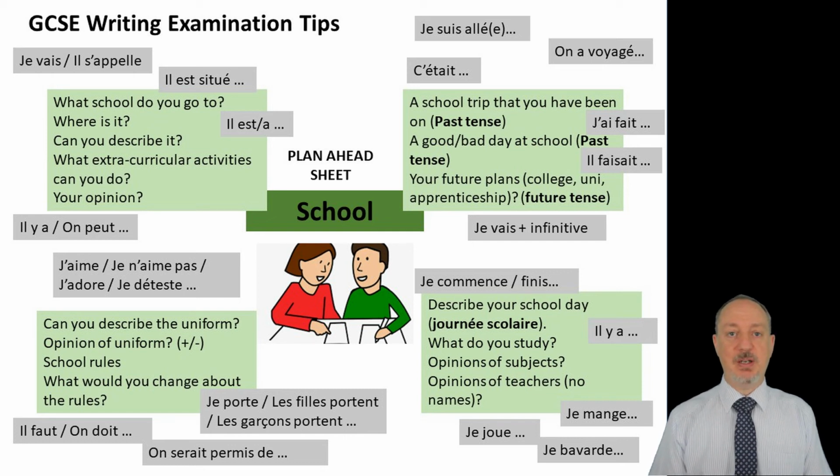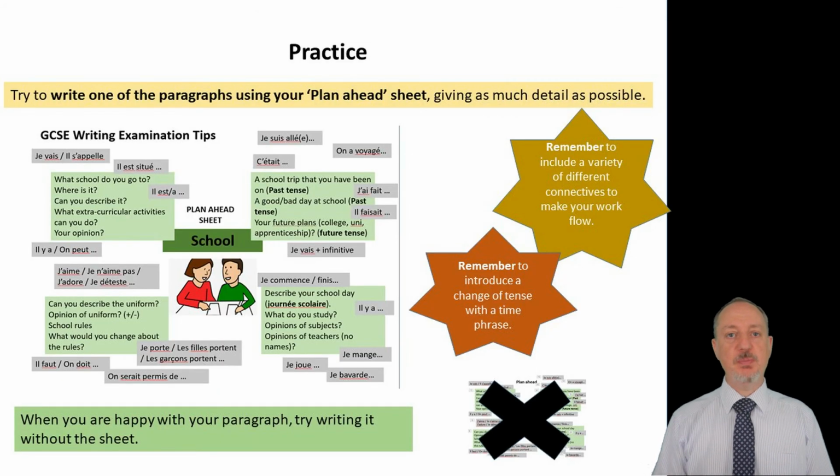I would use something like WordReference, the conjugator, or you could even use Google Translate for this to look up the verbs. Once you've listed all the verbs you might need, the next step is to have a go using your planning ahead sheet to write out one of the paragraphs.